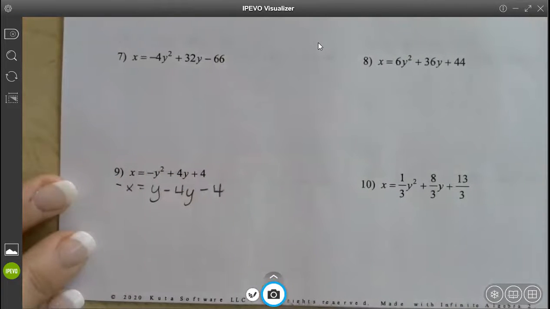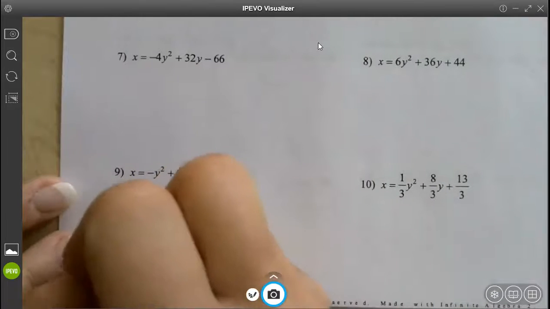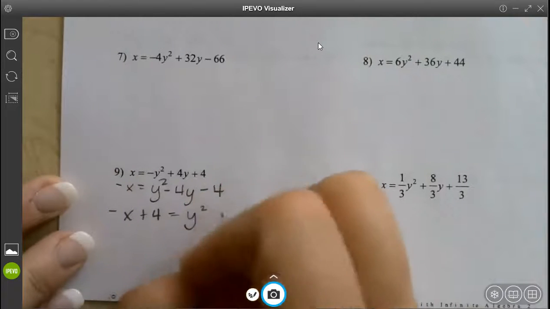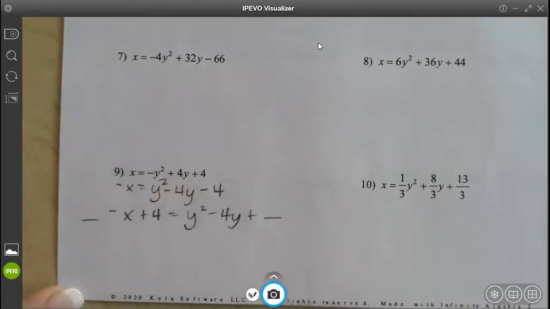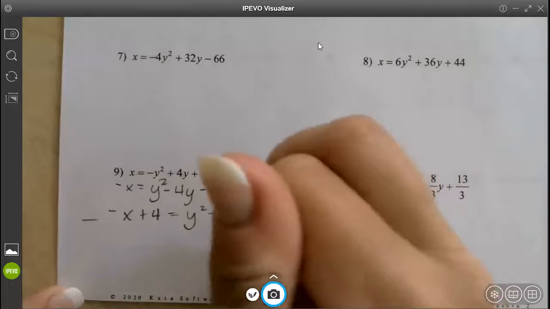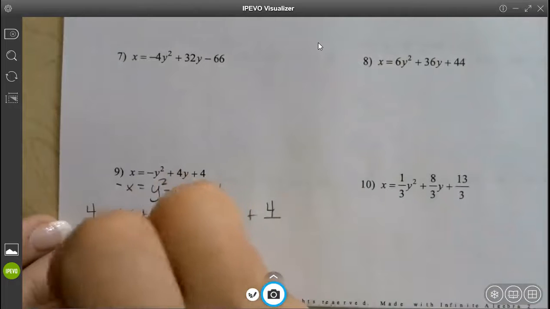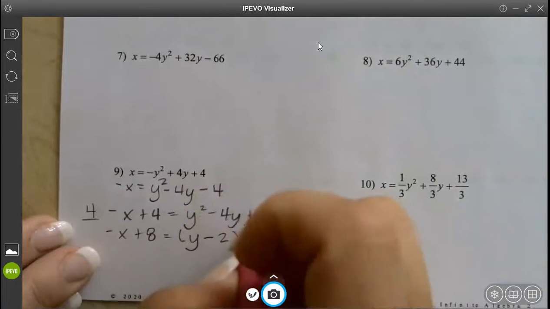You can do that at the beginning, or you can do it in the second step. It doesn't matter. I just went ahead and changed it in the second step. We're going to move the 4 over. So -x plus 4 equals y squared minus 4y, and then we're going to put our blanks in. 4 divided by 2 is 2, squared is 4. Clean it up, we get -x plus 8 equals y minus 2 squared.